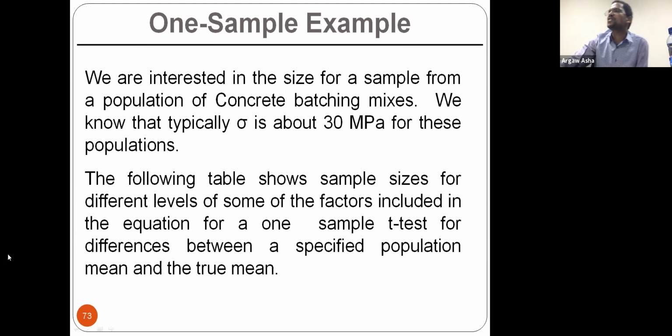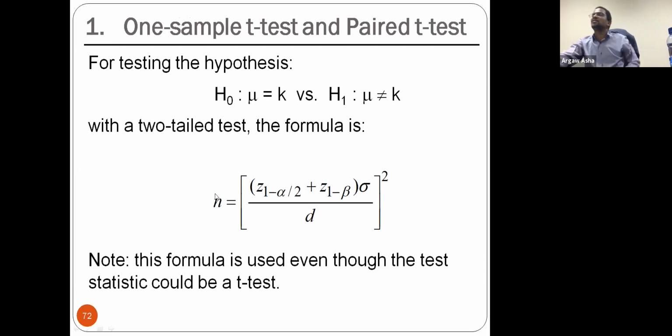So here is one example to work on. We are interested in the size of a sample from a population of concrete batching mix. We know that typically sigma is about 30 megapascal for these populations. The following table shows the sample size for different levels of some of the factors included in the equation for a one-sample t-test for difference between the specified population mean and the true mean. So here, we can check the tests for the mean value given and the K condition.